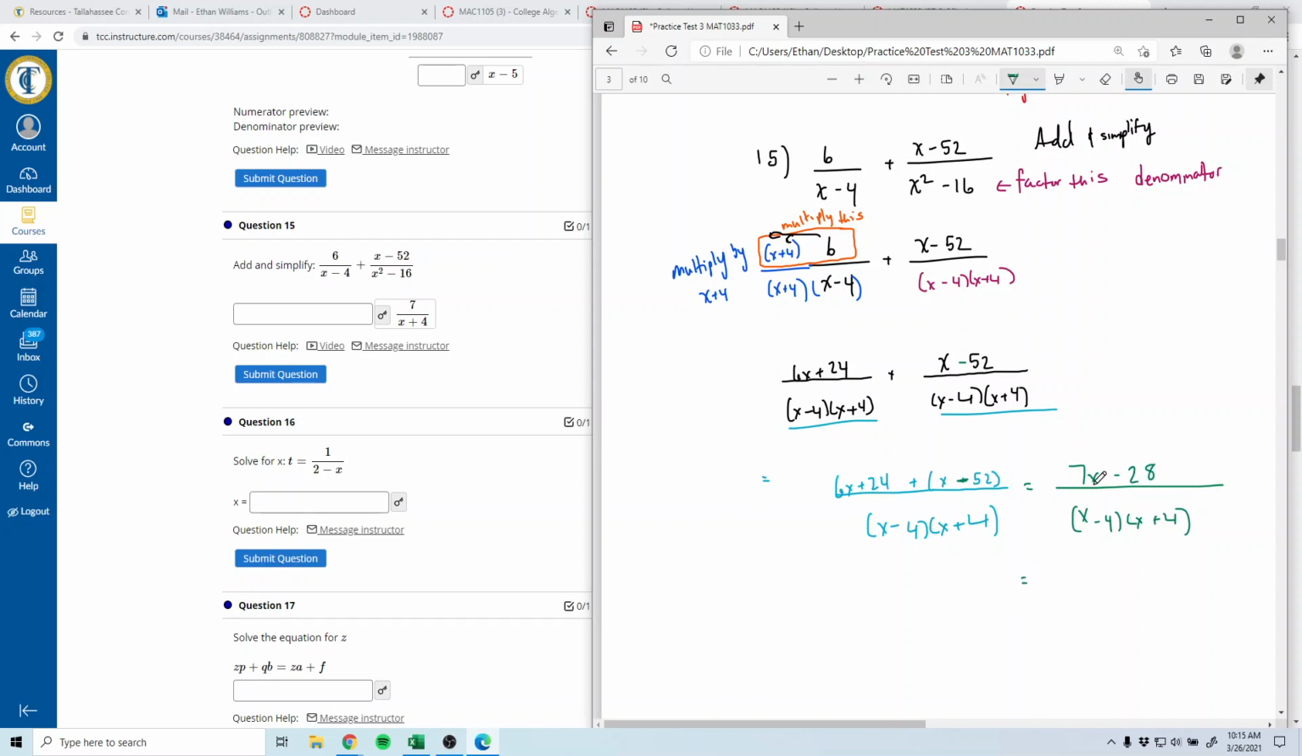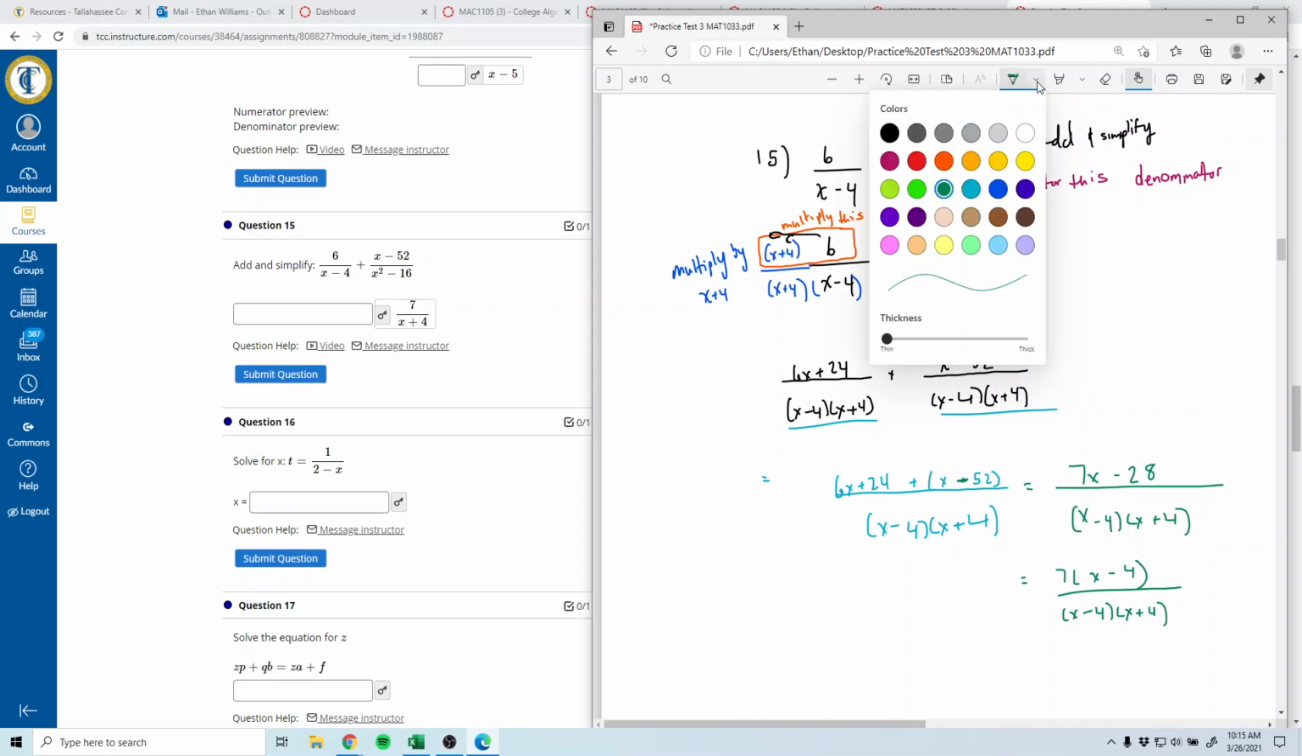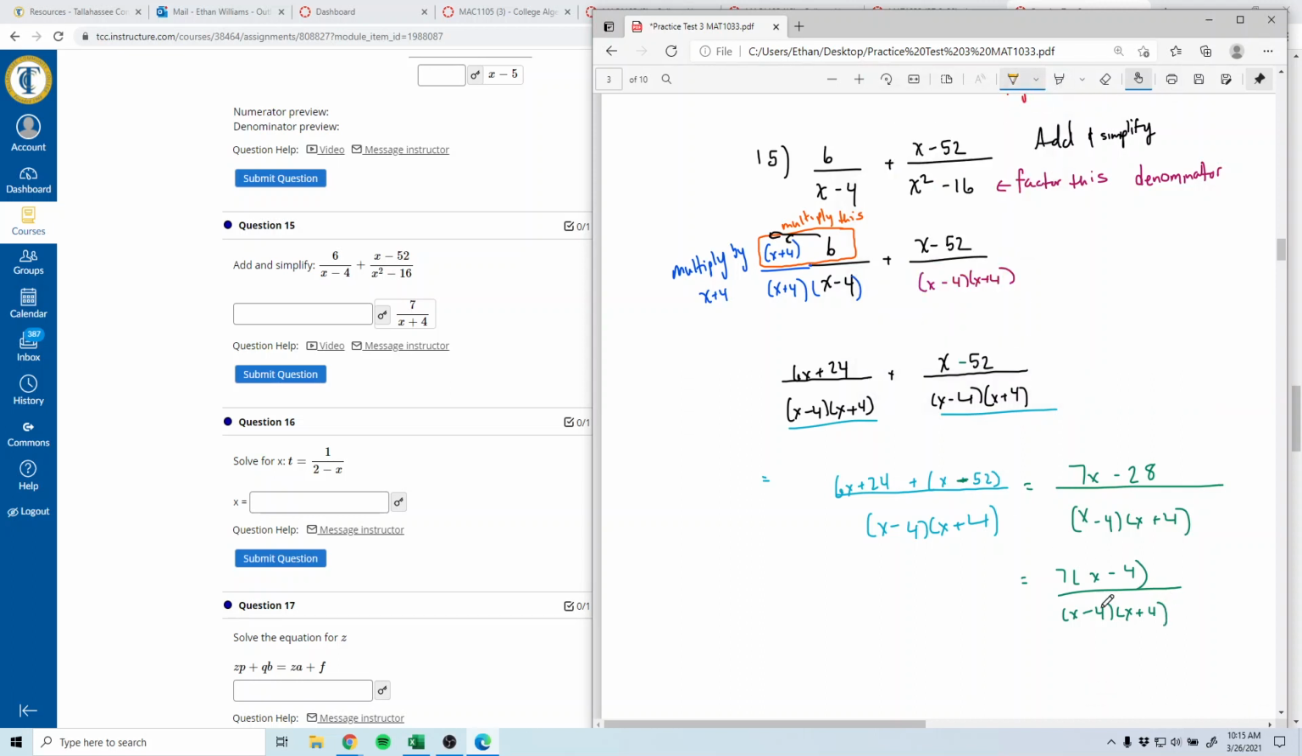And this time we can factor because there's a 7 in common with 7 and 28. When we take the 7 out, we get x minus 4 over x minus 4 times x plus 4. And when we look at this, it's factored and we have an x minus 4 in common. We cancel that out and we get 7 over x plus 4. And that's what it was showing us. So minor mistake, but happens to the best of us.